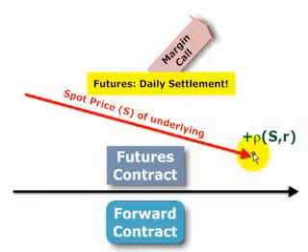So on balance, the rule becomes when the spot price is strongly positively correlated with interest rates, the futures price tends to be higher than the forward price. And conversely, when there is strong negative correlation between the spot price and interest rates, the forward price will tend to be higher than the futures price.